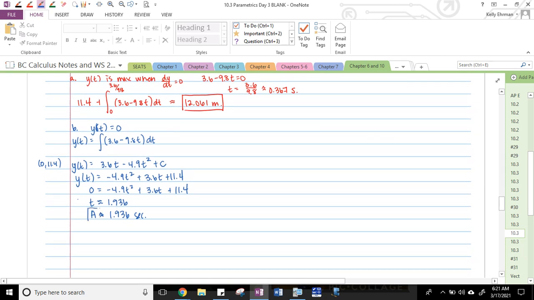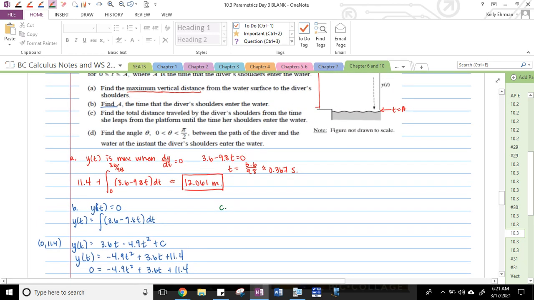All right, that's when we hit the water. What about part C? Find the total distance traveled by the diver's shoulders from the time she leaps from the platform until the time her shoulders enter the water. So since we were given parametric equations, total distance traveled will be our arc length formula for parametrics.